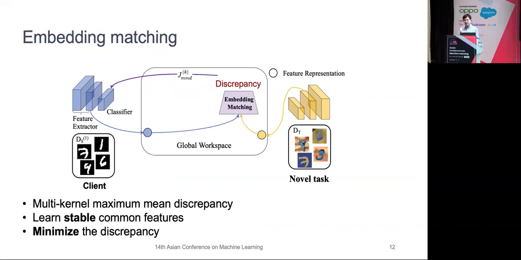And secondly, we further enhance the disentanglement of features by measuring the high-dimensional distribution difference between the feature representations from the client and the target domain. To do that, we align the extracted representations based on the multi-kernel maximum mean discrepancy loss. This can encourage the learning of stable common features between the two domains. Here, we try to minimize the embedding discrepancy to achieve this goal.